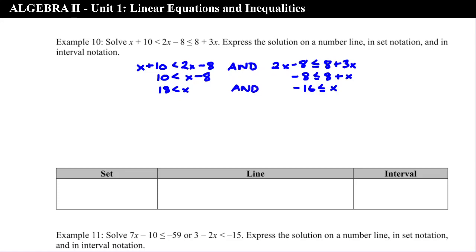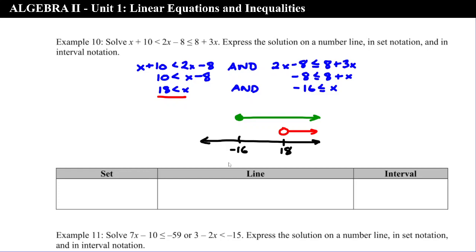Well, let's see how this looks graphed before we get into writing any solutions, because that's going to give us a lot of information like it has so far. Our points of interest are negative 16 and 18. Okay, let's graph the first one. X is greater than 18. If x is greater than 18, then we're not including 18, and we're going to the right. Well, x is greater than or equal to negative 16, so we include negative 16, and we also go to the right.